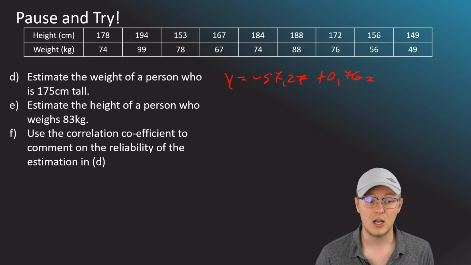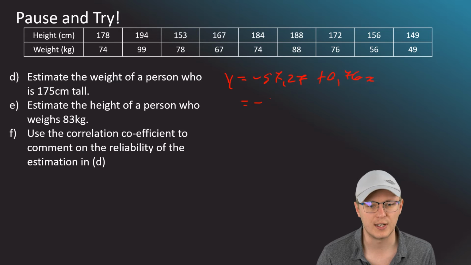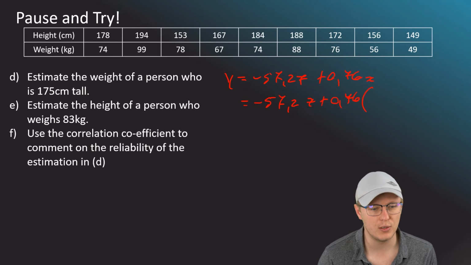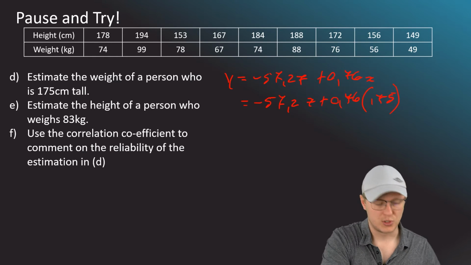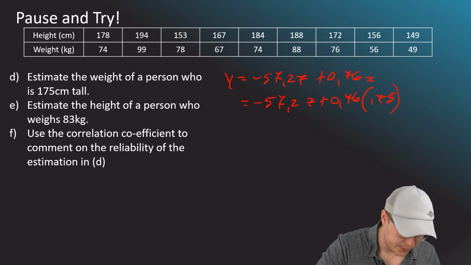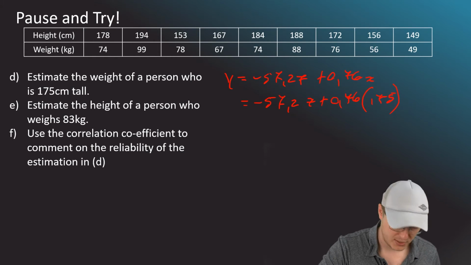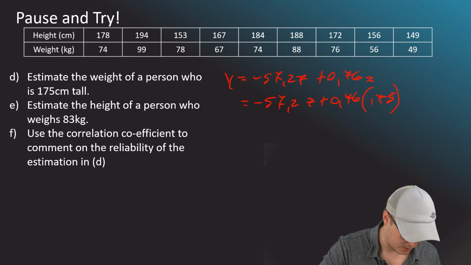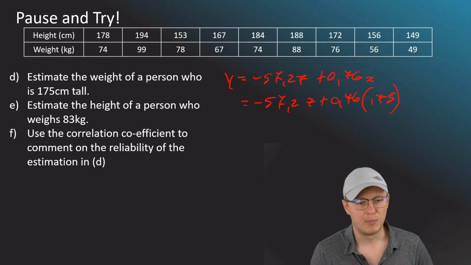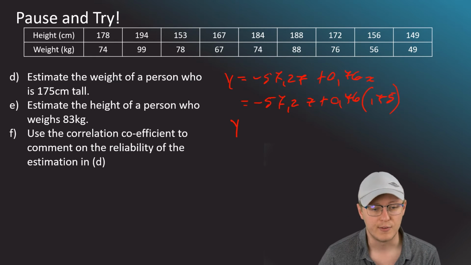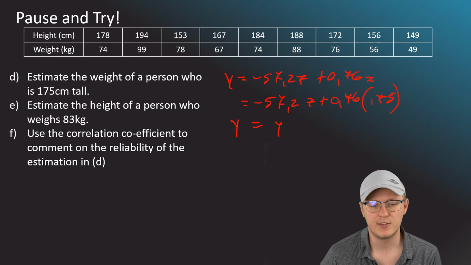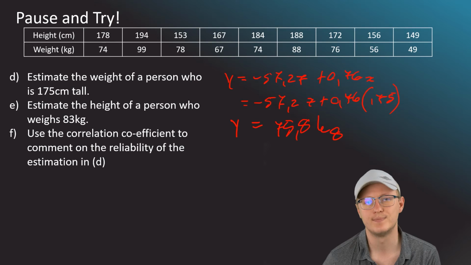0.76x. Okay, and now we have to substitute in for x. So negative 57.27 plus 0.76, and we want to predict for 175. So there we go, 175. And then we're going to just put it into a calculator. So negative 57.27 plus the 0.76 times the 175. And my prediction is that if somebody is 175 centimeters tall, they are going to weigh 75.8 kilograms.